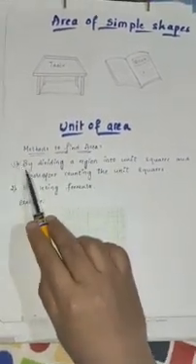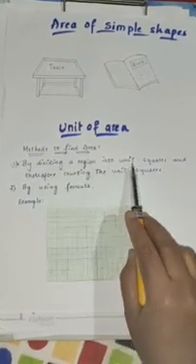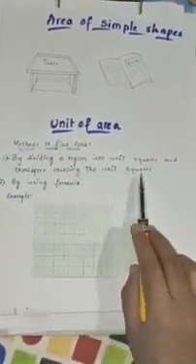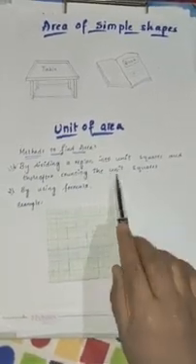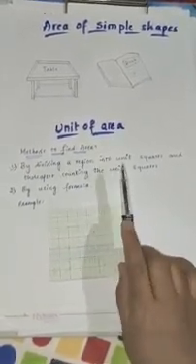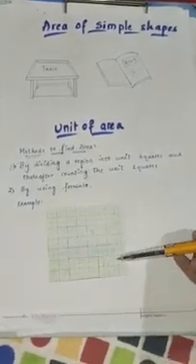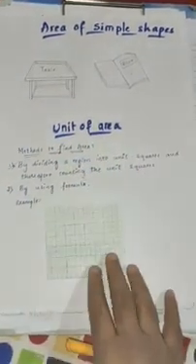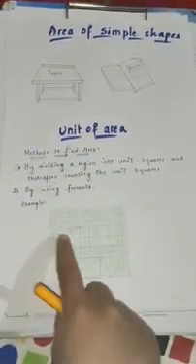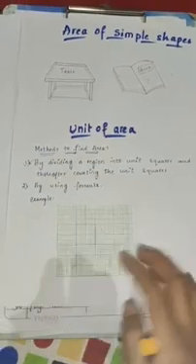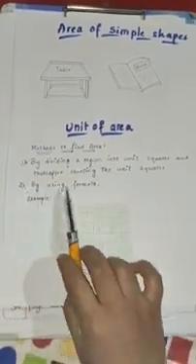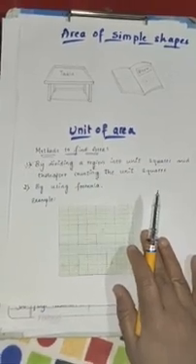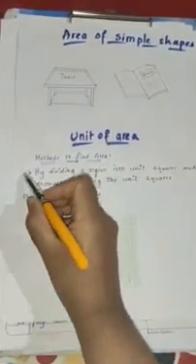We have two methods to find out the area. The first one is by dividing a region into unit squares and thereafter counting the unit squares. Here we will use graph paper. I have taken one full graph sheet and cut it into small pieces. The second one is by using the formula. In this lesson we will see how to find the area using the first method.